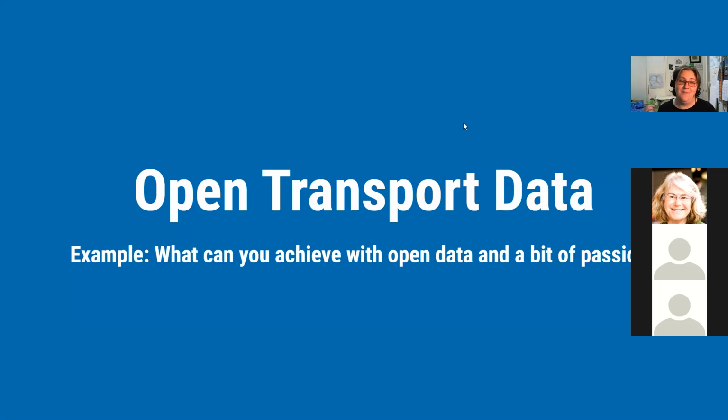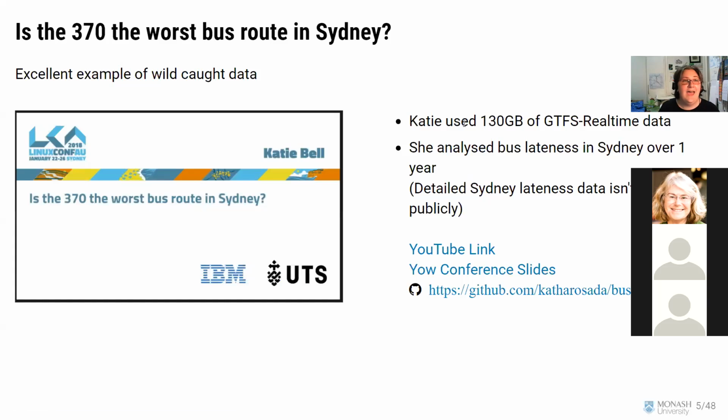Someone who's really passionate about how slow her buses are. A lady called Katie Bell in Sydney, more of a data engineer than a data analyst, wanted to know: is her bus, the 370, actually the worst one in Sydney? She downloaded and collected 130 gigabytes of real-time tracking data to analyze how late each bus was over 1 year. That's a massive, massive amount of data.